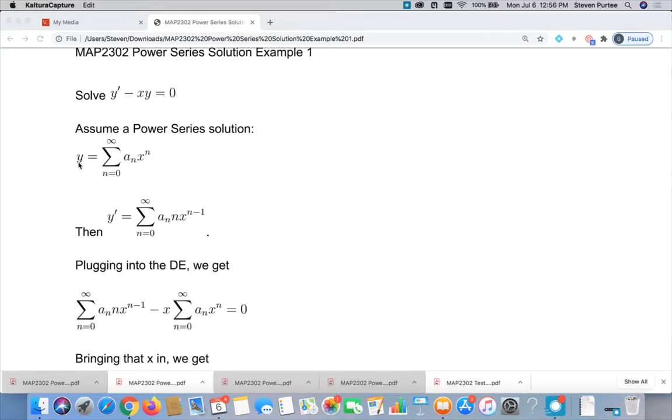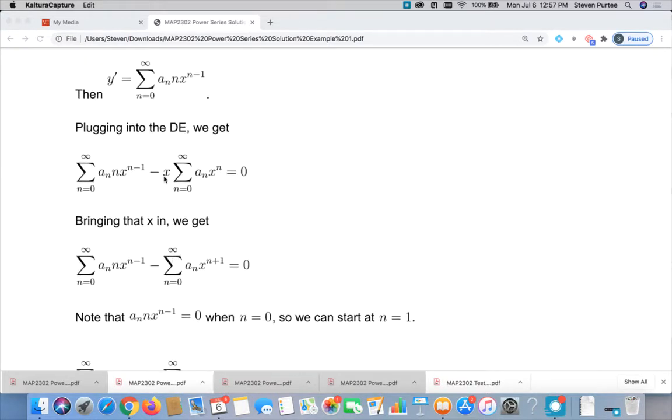So we assume a solution that has this power series. Take the derivative and we get this. Now we're going to plug that in here for y prime. Plug the original in here for y. Don't forget about the x hanging out there. We've got to bring this x in. We get an n plus 1 now. X to the n times x would be x to the n plus 1.